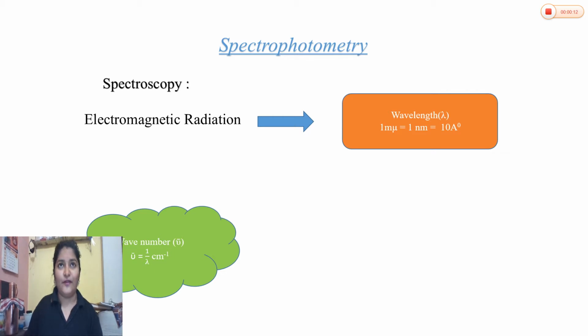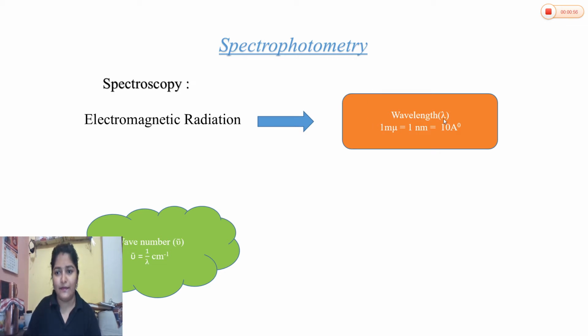This spectrophotometry totally depends upon two factors, that is electromagnetic radiation and the interaction of radiation with matter. Spectroscopy is one of the most useful and promising techniques used for the study of atomic and molecular structure. It is the branch of chemistry that deals with the study of the interaction between electromagnetic radiation with matter. Electromagnetic radiation has three important terms which are very important for spectrophotometry.